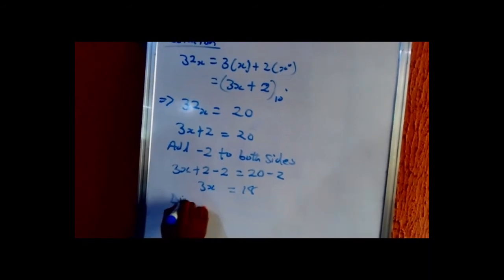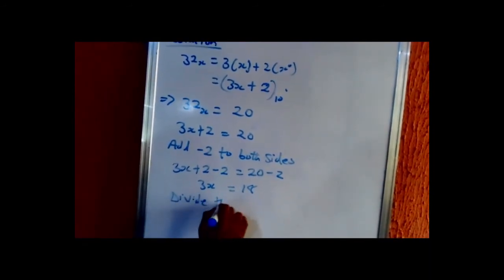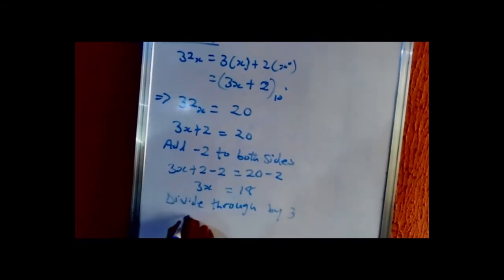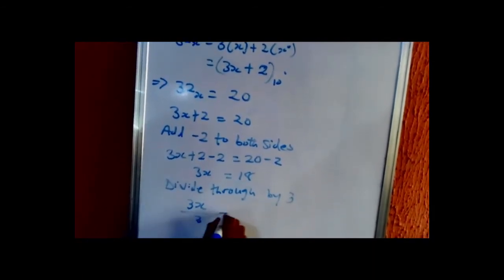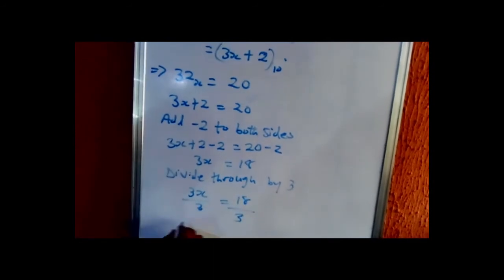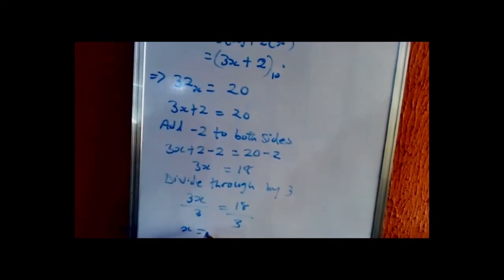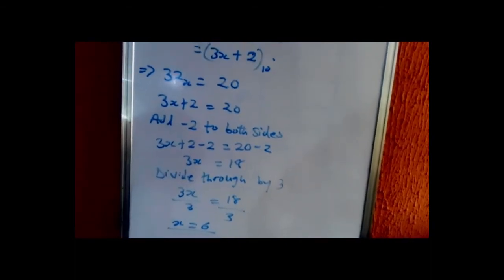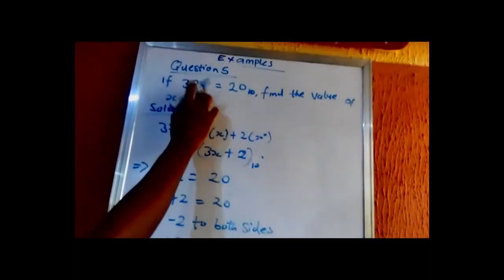So when you divide through by 3, you get 3x divided by 3 equals 18 divided by 3. Now however, x equals 6. Which means 32 is in base 6.